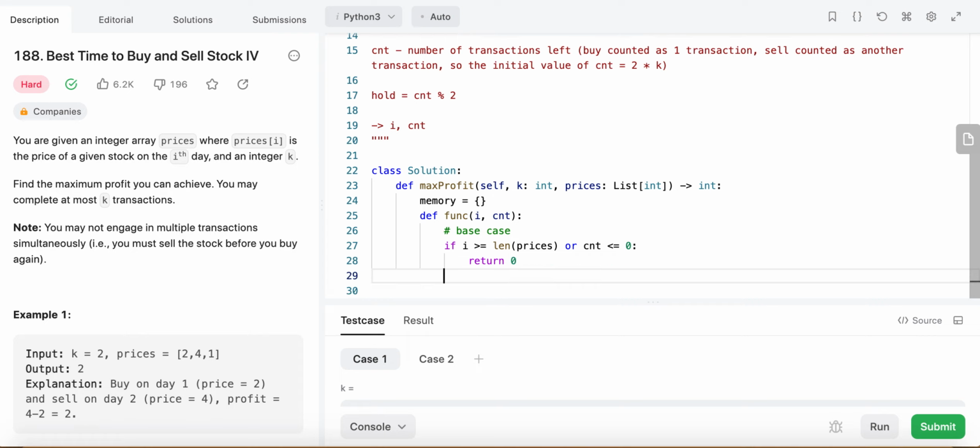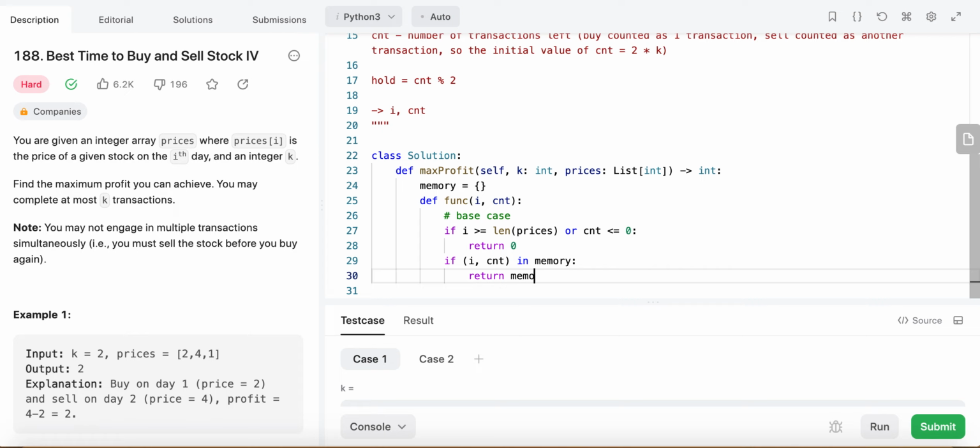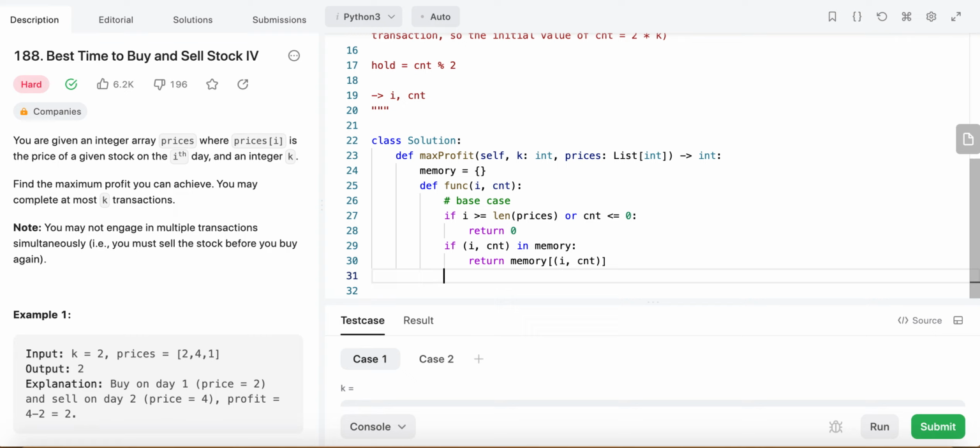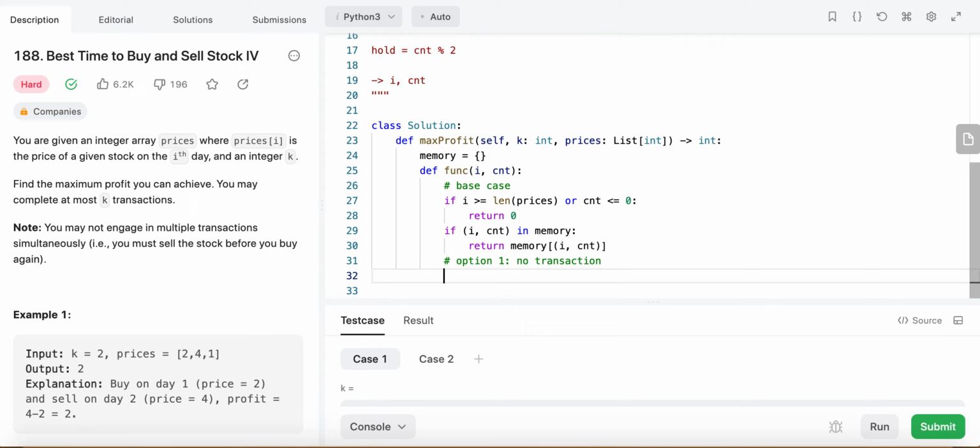Next, with memoization, I need to check if this value has already been calculated before. If (i, count) is in memory, then I just return the value, so that I do not have to repeatedly calculate it over and over again. Then let's move to option 1, no transaction. That is easy. Answer 1 equals calling this function for the next day.